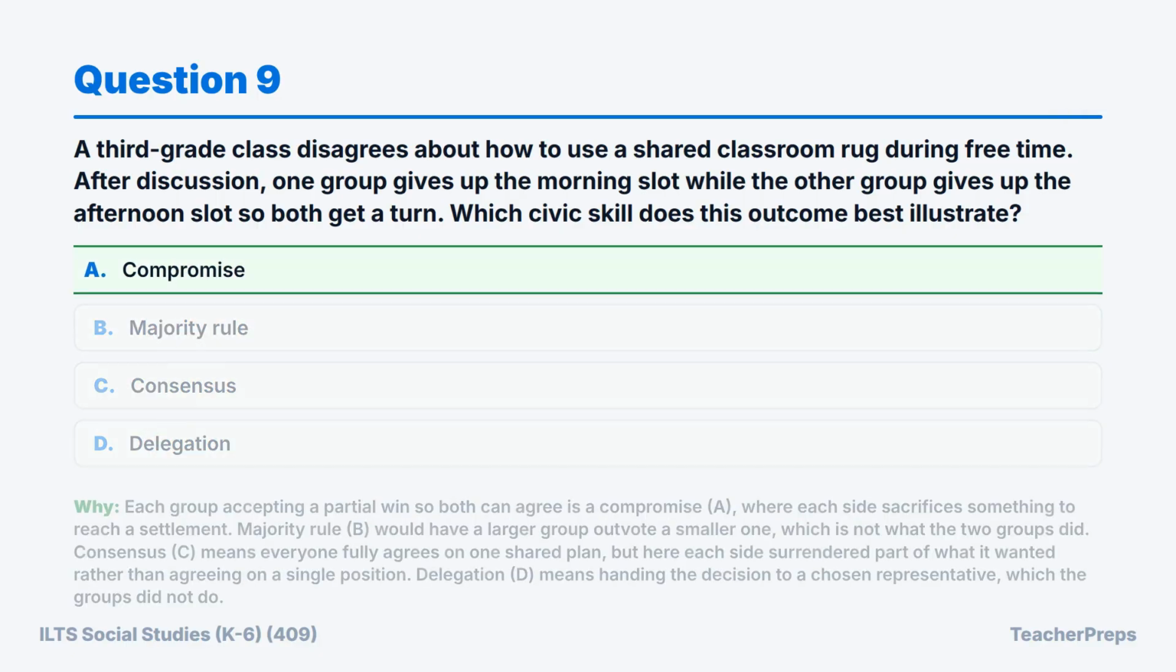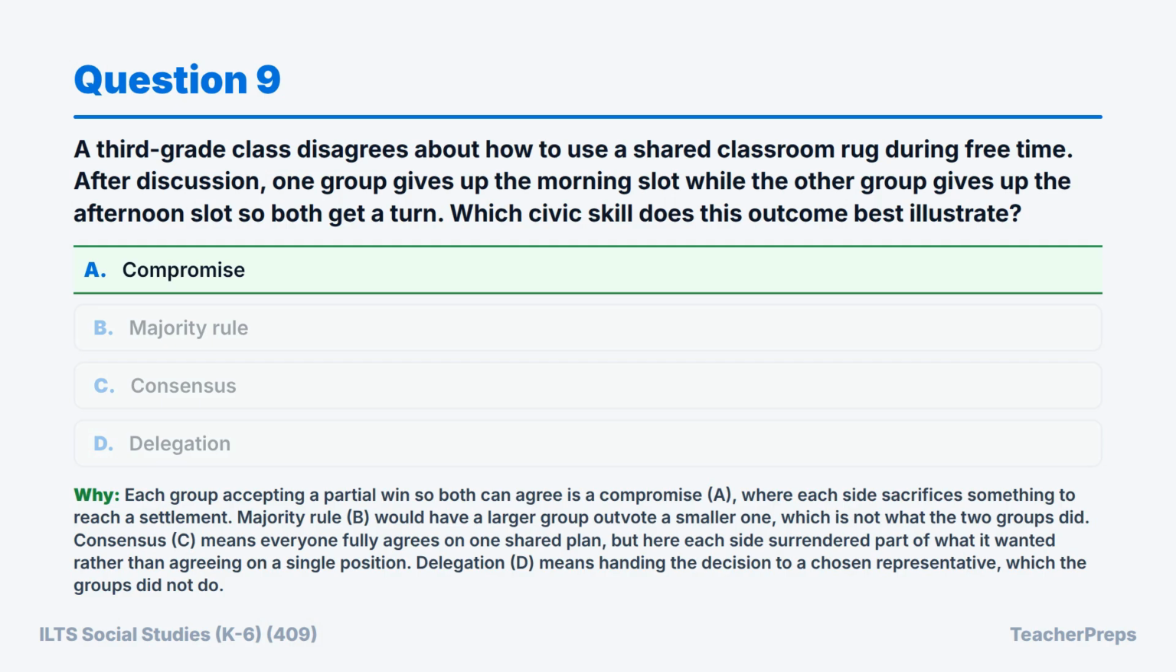The correct answer is A, compromise. Each group accepting a partial win so both can agree is a compromise. A, where each side sacrifices something to reach a settlement.